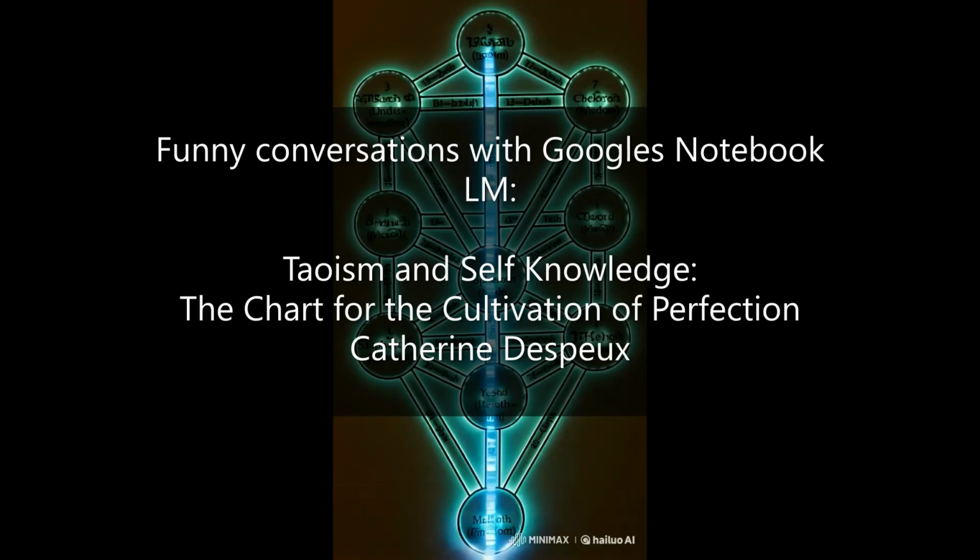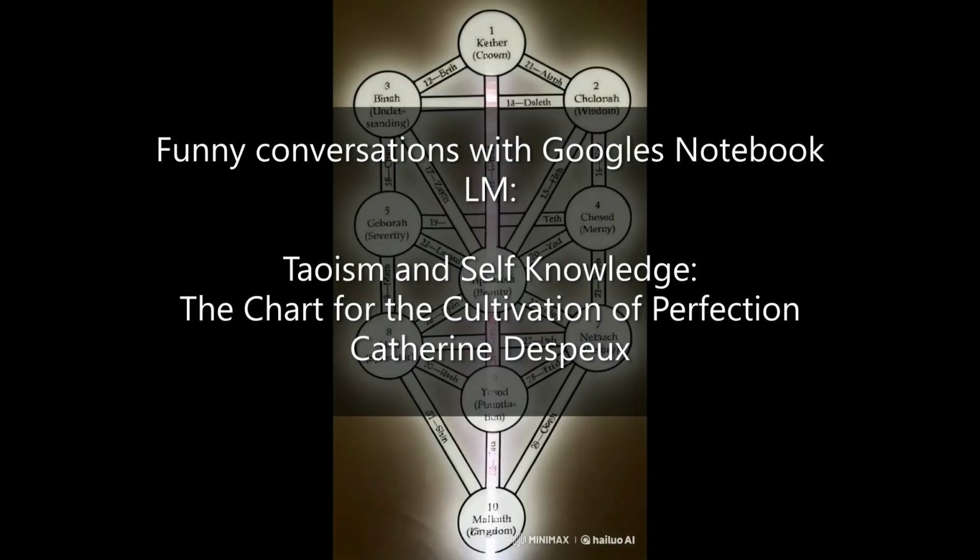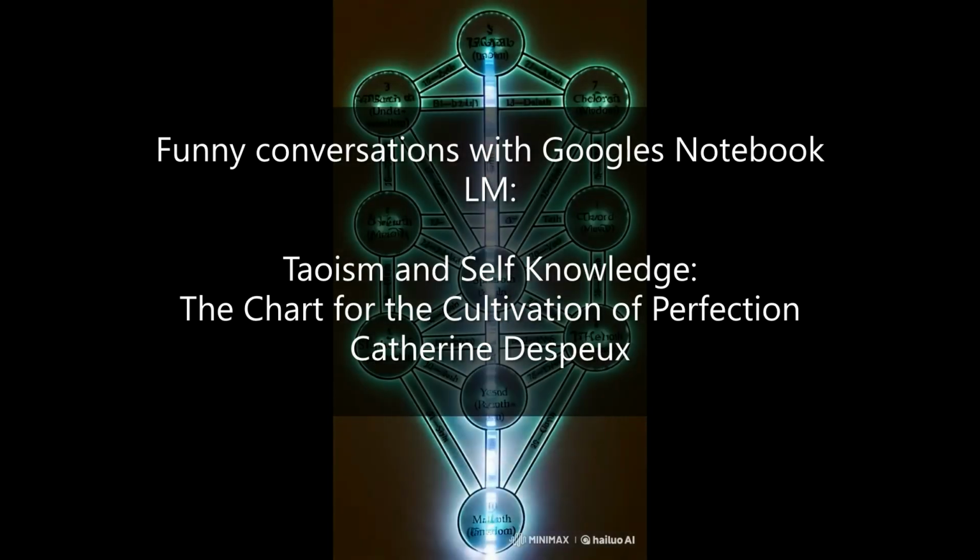Out of everything we've discussed, what stands out to you the most about the chart for the cultivation of perfection? For me, it's the sheer ingenuity of combining anatomical knowledge, spiritual guidance, and cosmic symbolism, all into a single image. It's amazing. It really speaks to the depth and richness of Taoist thought, and offers a unique lens for understanding the human experience.